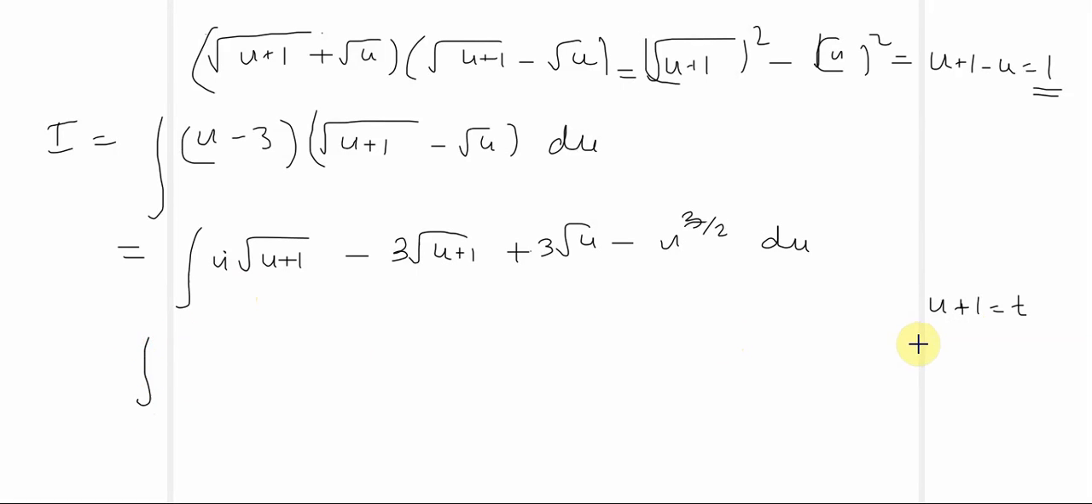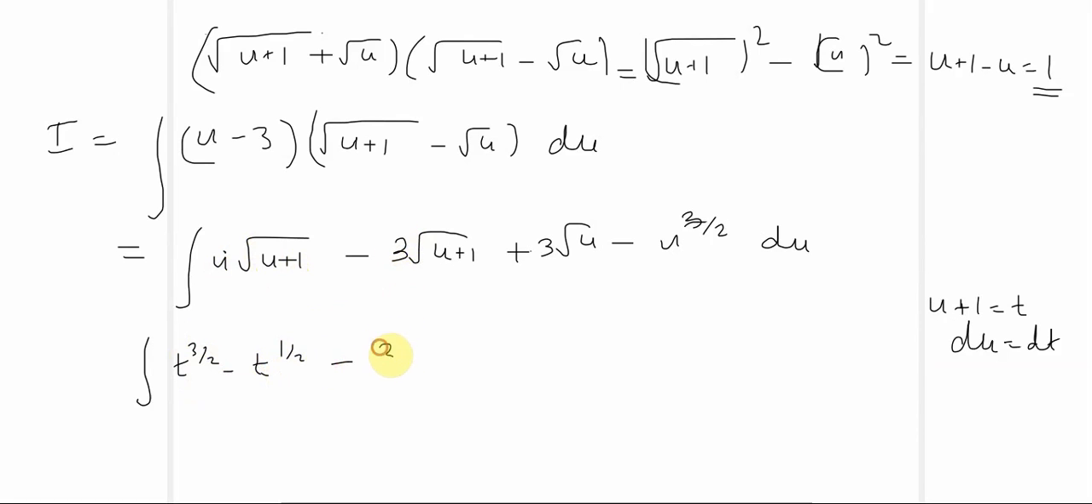With du equal to dt, this integral becomes t minus 1 times root t, which is also t to the power 3 by 2 minus t to the power half. In this step we can't write anything like that, right? It's not a form which we can integrate nicely, so we need to make a substitution here.